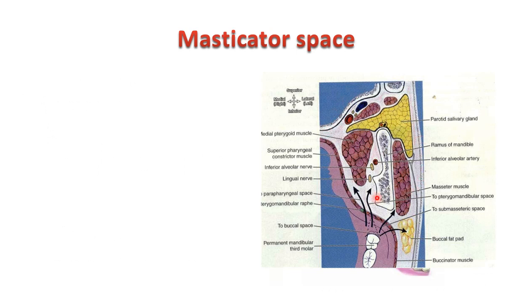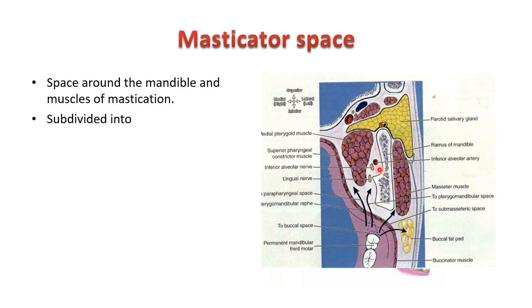Next is the masticator space, the space which is present between the mandible and the muscles of mastication. So you are able to see the medial pterygoid muscle, that is the mandible, and here you are able to see the masseter muscle. So spread of infections mainly from the dental caries, from the lateral pharyngeal space and submandibular space can enter into the masticator space. So it is subdivided into mainly masseteric space, temporal space, and infratemporal space.